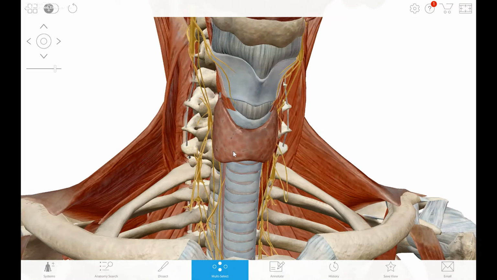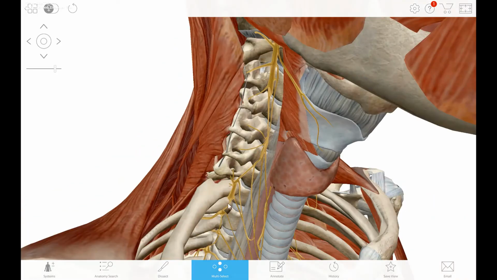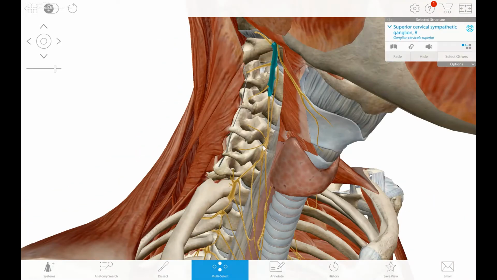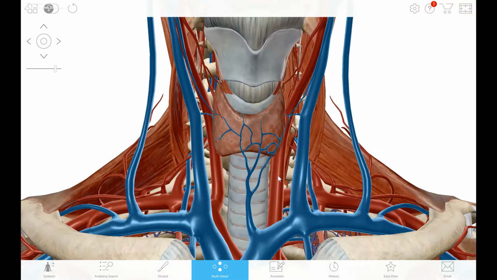Let's look at the nerves that innervate the thyroid gland. It has sympathetic nerve branches arising from the superior, middle, and inferior cervical sympathetic ganglia. Branches of the vagus nerve provide its parasympathetic innervation, specifically the recurrent laryngeal nerves and the external branches of the superior laryngeal nerves.